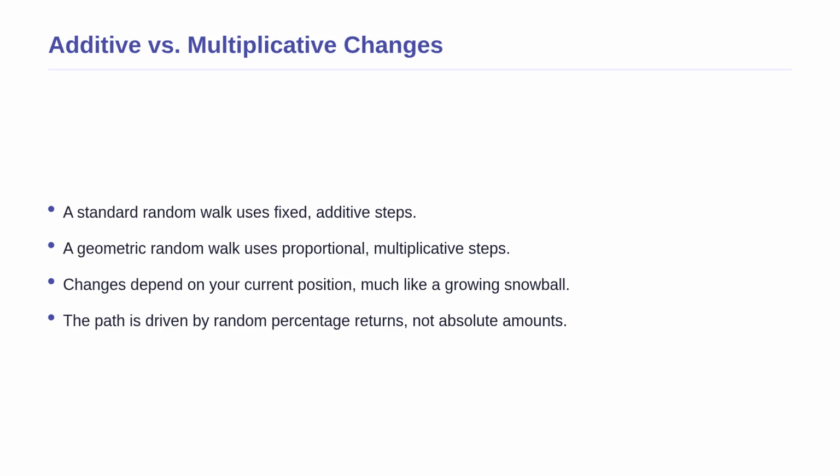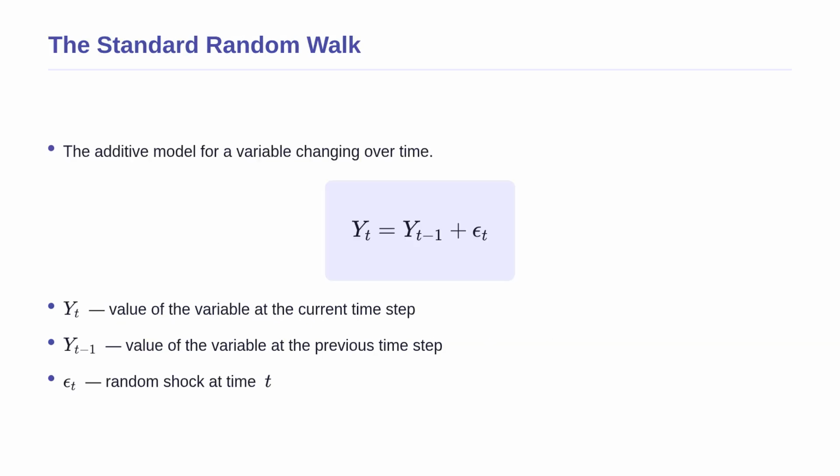In finance, a geometric random walk models variables that change through these multiplicative shocks. It perfectly captures how investments grow or shrink by percentage rates rather than fixed dollar amounts. Now that we understand the basic idea, let us look at the mathematical representation of a standard random walk.